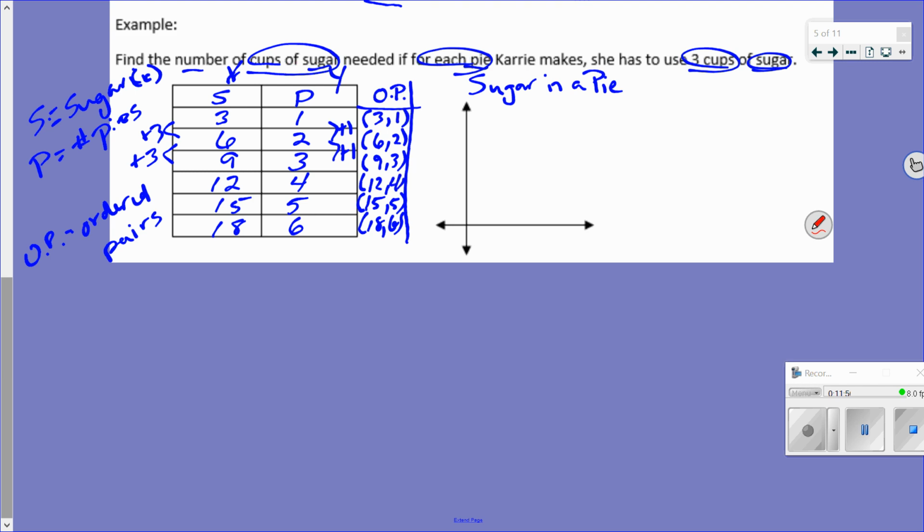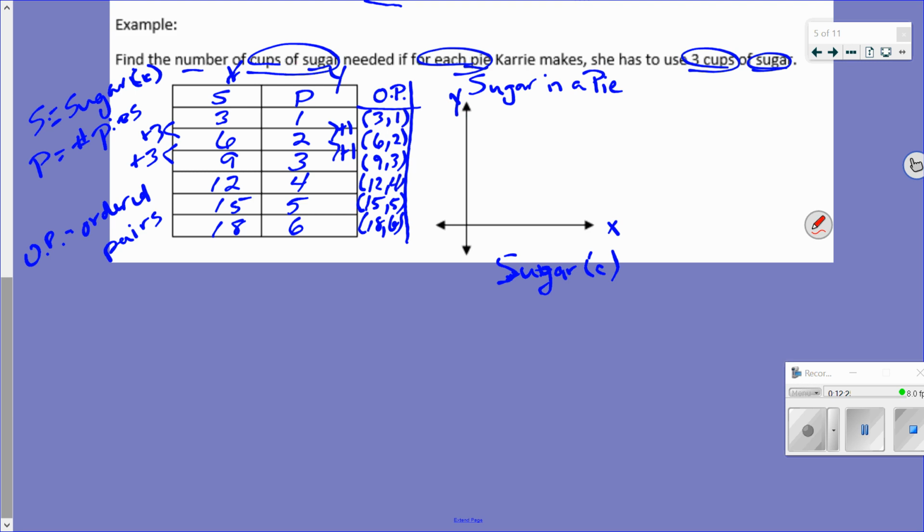Label. I need to label my X and my Y. So what is the X-axis? What should I label this? Sugar, because it's about sugar. But then we also use units where possible. That sugar is being measured in cups, so I'll put that in parentheses beside it. What about my Y-axis? I also will normally label that X and that Y just to help keep me straight.